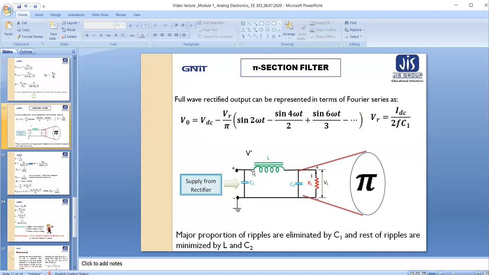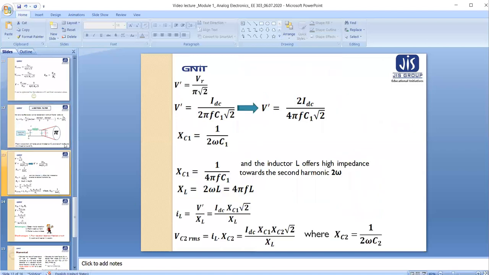So in order to remove this second harmonic, we need further passive components. That's why we include the inductor and another capacitor C2. Now in this expression, VR is nothing but the ripple voltage. We know VR peak to peak equals IDC by 2 F C1. But in this expression, the ripple amplitude will be VR by pi. Always remember that the amplitude of the ripple voltage in the full wave expression is VR by pi.